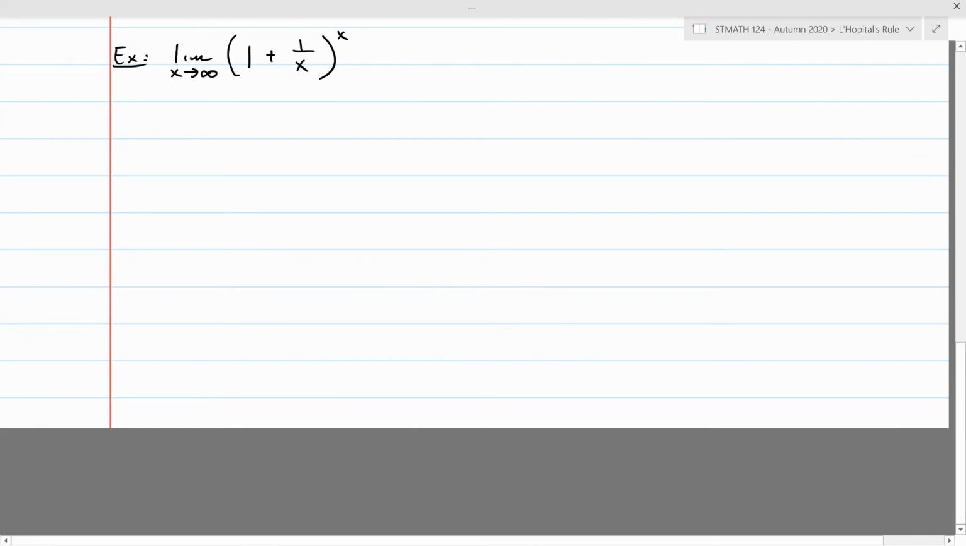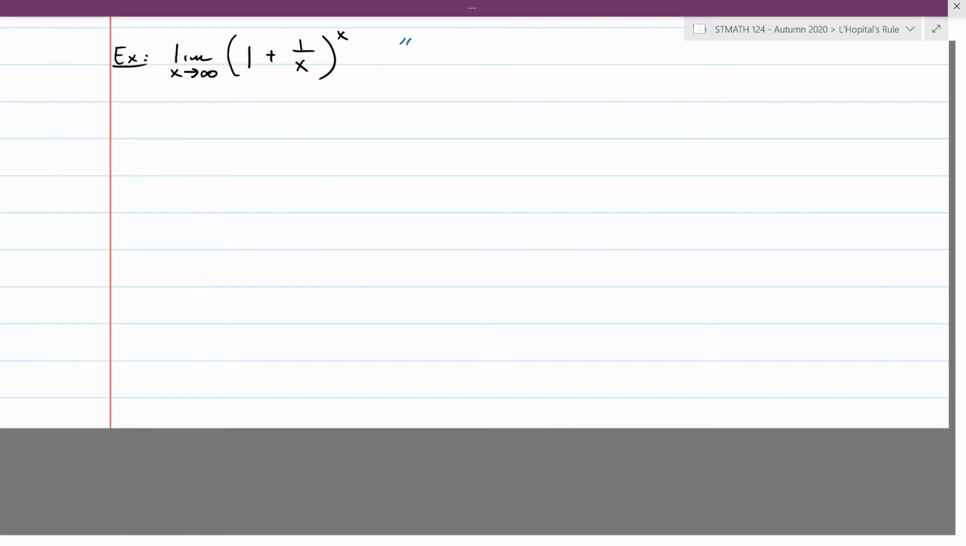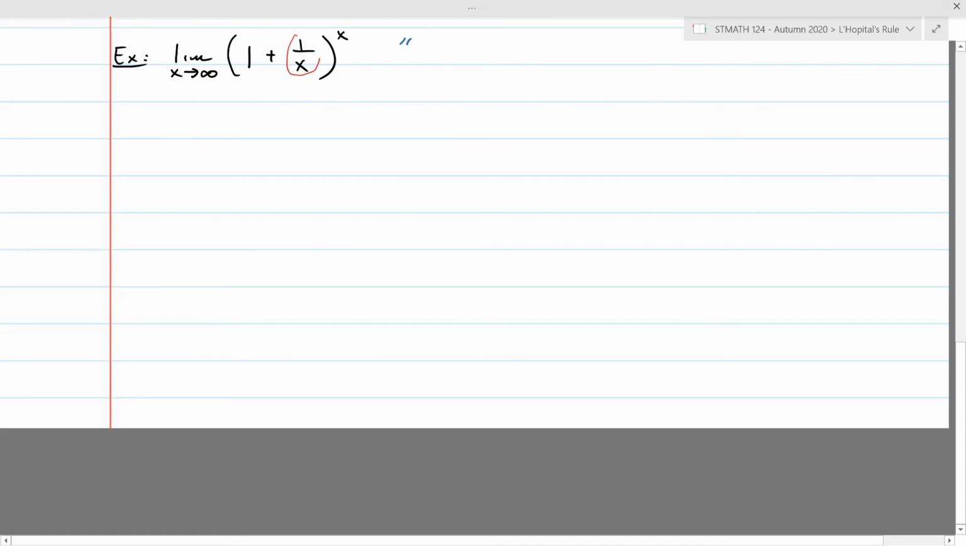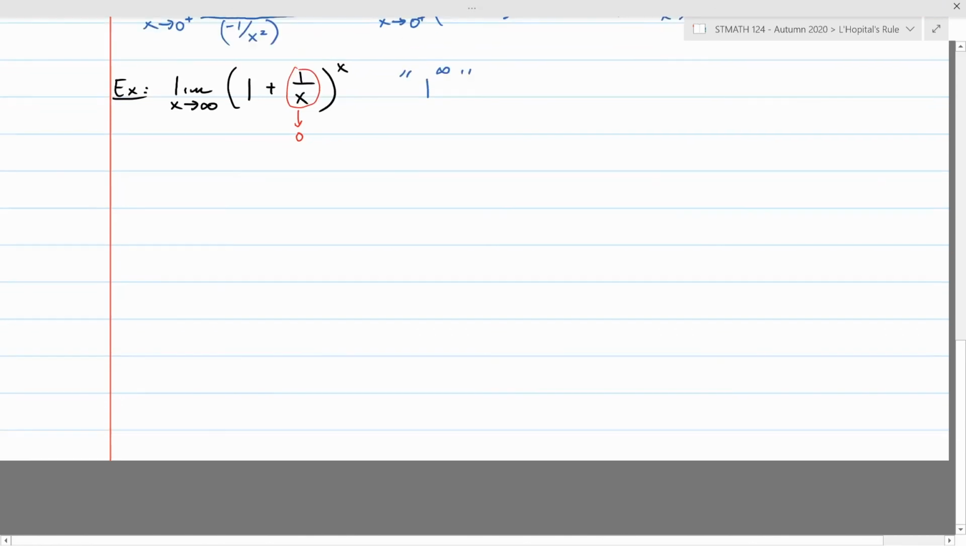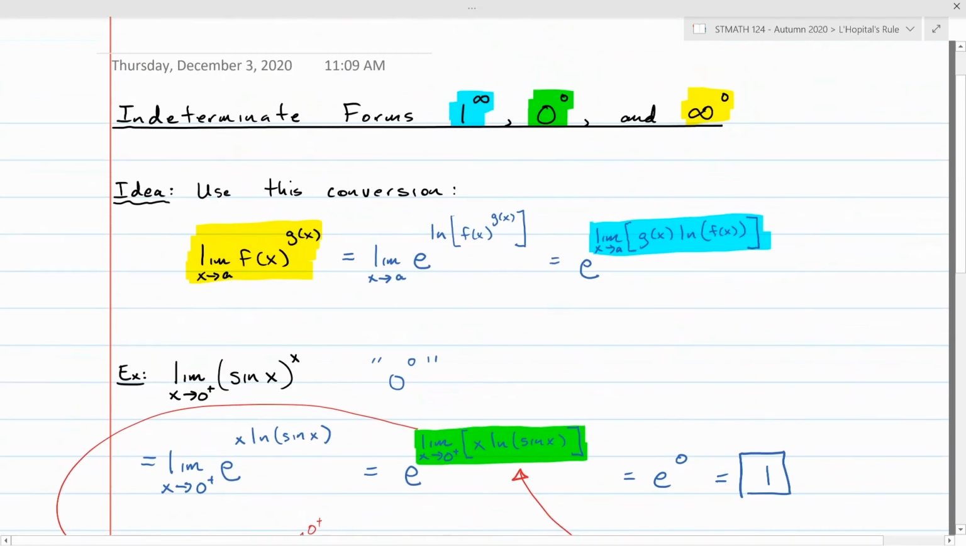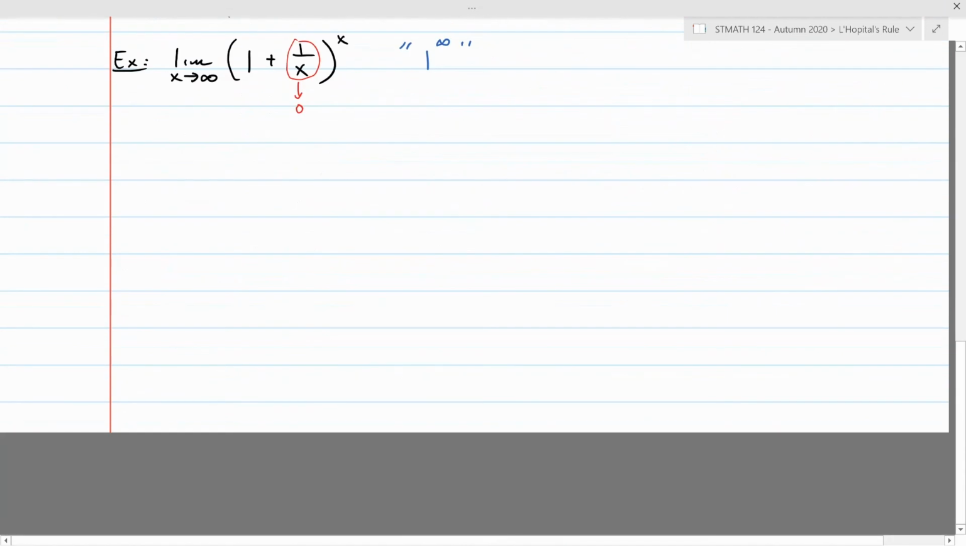So let's evaluate what kind of indeterminate form we are talking about here. Well, as x goes to infinity, in this example, the 1 over x here is going to 0. So the base of this thing is 1 plus 0, so it's 1 in the base, and then the exponent's going to infinity. So this is a 1 to the infinity indeterminate type. And that's one of the 3 indeterminate types we mentioned at the top that our trick is going to apply to. So let's try our trick.